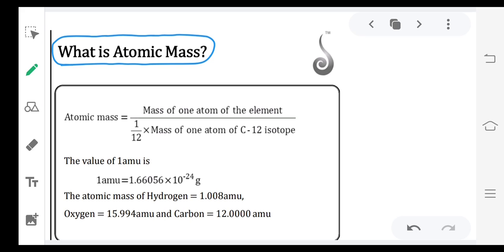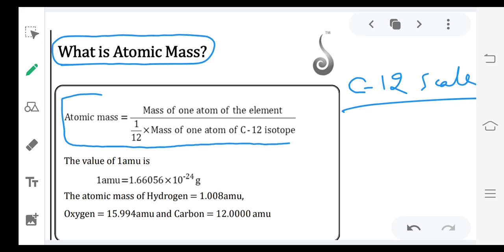One of the popular scales is the carbon-12 scale. Carbon-12 scale means by comparing with carbon-12, they have explained atomic masses of other elements. According to this scale, atomic mass of any element equals mass of one atom of the element divided by 1/12th mass of one atom of C12 isotope. Here 1/12th mass of one atom of C12 isotope equals 1 AMU.